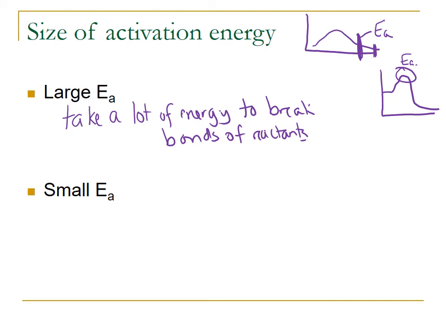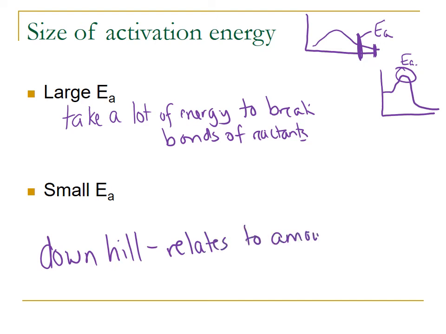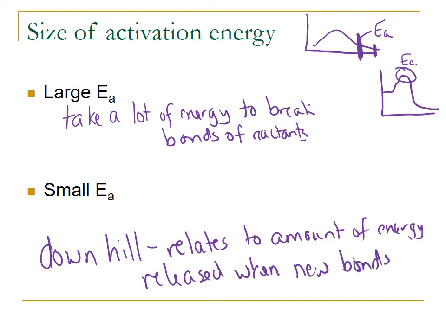Now, on the flip side of this, this is how big the hill is. Let's talk just briefly about the downhill. What happens once you've reached that transition state? The downhill, the side on the other side, relates to the amount of energy released when new bonds form. Now what you can do is compare the amount of activation energy to the amount of energy released when new bonds form. It would help if I could write the word form. There we go. And we can see if this is going to be beneficial for that reaction to take place, or if it's unlikely for that reaction to take place.